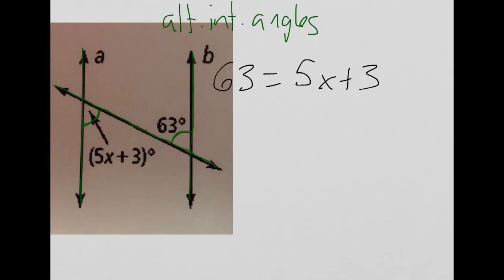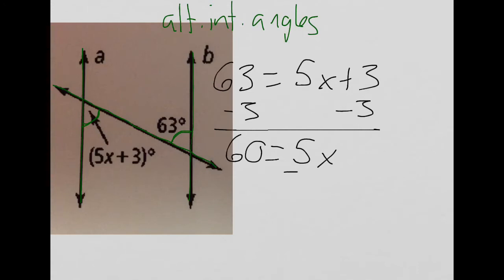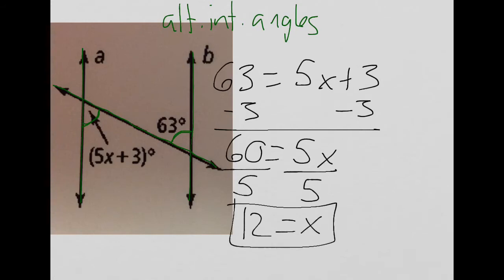Now I'm just going to go ahead and solve for x, and that'll give me my x that will make these angles of equal measure. So subtract 3 from both sides, and I get 60 equals 5x. Go ahead and divide by 5, and I get that 12 is equal to x. So the value of x that will make these angles congruent is 12. It just so happens that when these angles are congruent, then A is parallel to B, so if x equals 12, then A and B will be parallel, and I can mark them that way.